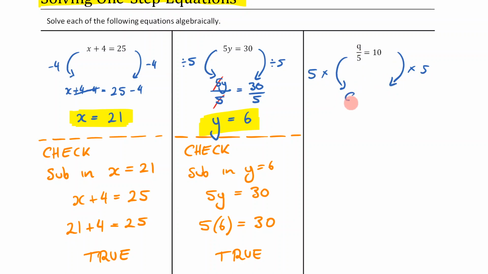That means I'm just going to be left with q on this side because I'm undoing that division by 5 by multiplying it by 5. And then 10 times 5 is 50. So q is equal to 50.